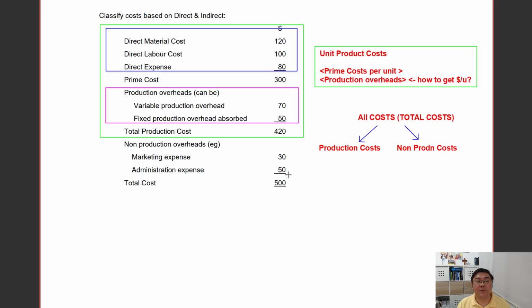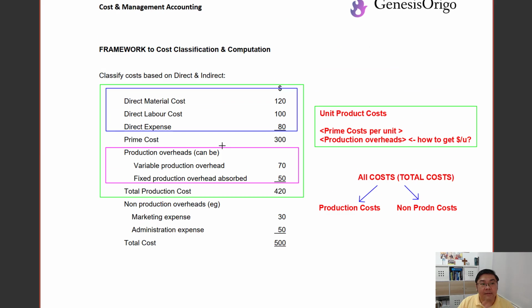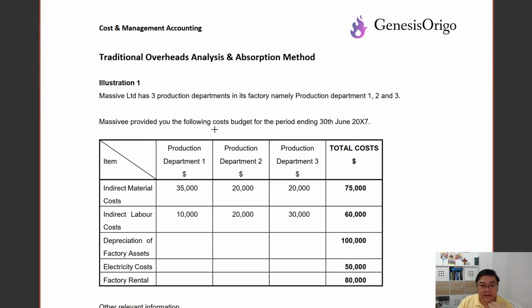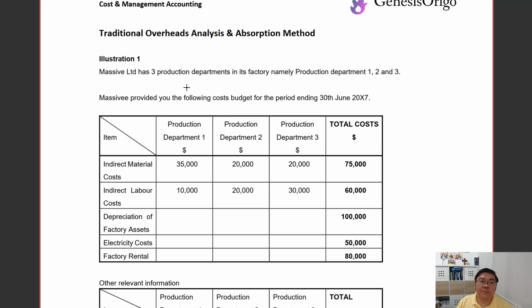When you sell a product, you don't just take into account the product cost alone, because the selling cost can also be a significant amount. So you do need to take that into account. That's a little bit about how we do cost analysis. Now I would like to bring you into overhead analysis.